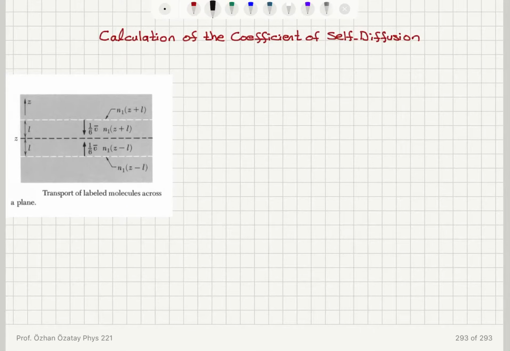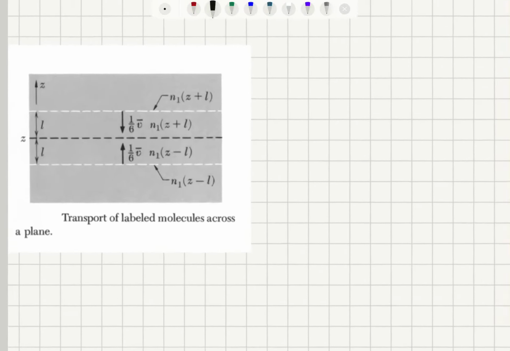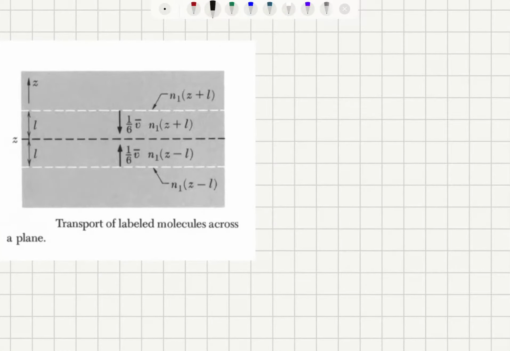Now we will have a calculation of the coefficient of self-diffusion for a dilute gas, or diffusivity. And as you can see, this is due to transport of molecules when we have a concentration gradient. Remember that we have N1 labeled molecules per volume, and N1 is a function of Z. So we have a concentration gradient.